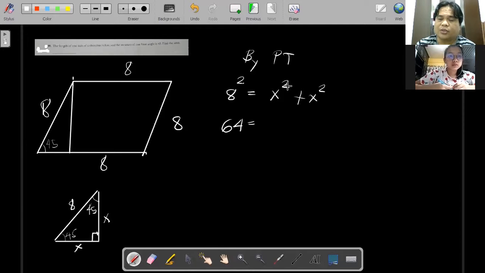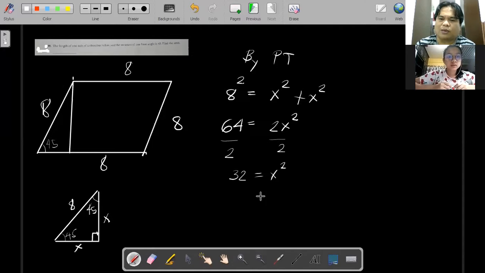Right? x squared plus x squared, what do you get? You have 2x squared. Do you follow me, Sam? Yes, Tito. Okay. First, we get rid of 2. Agree? So for us to get rid of 2, we divide both sides by 2. So we get what? 32. That's x squared.